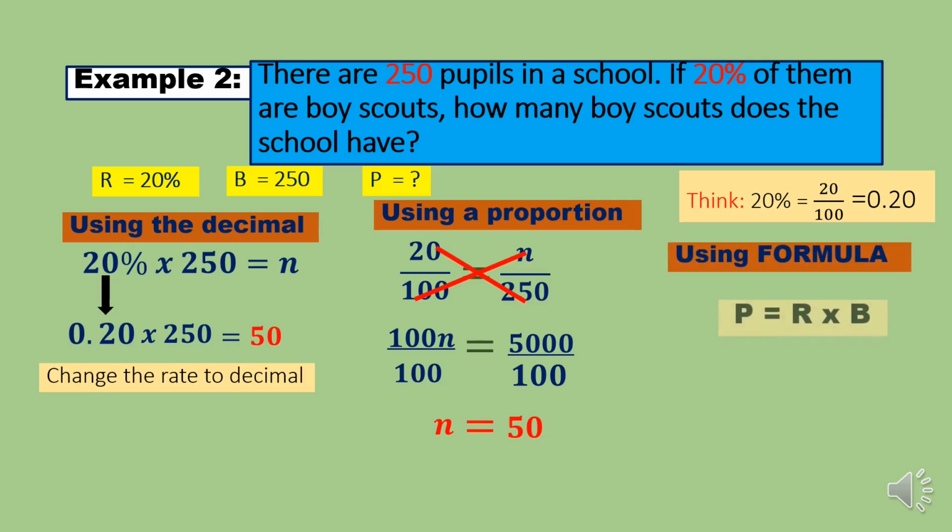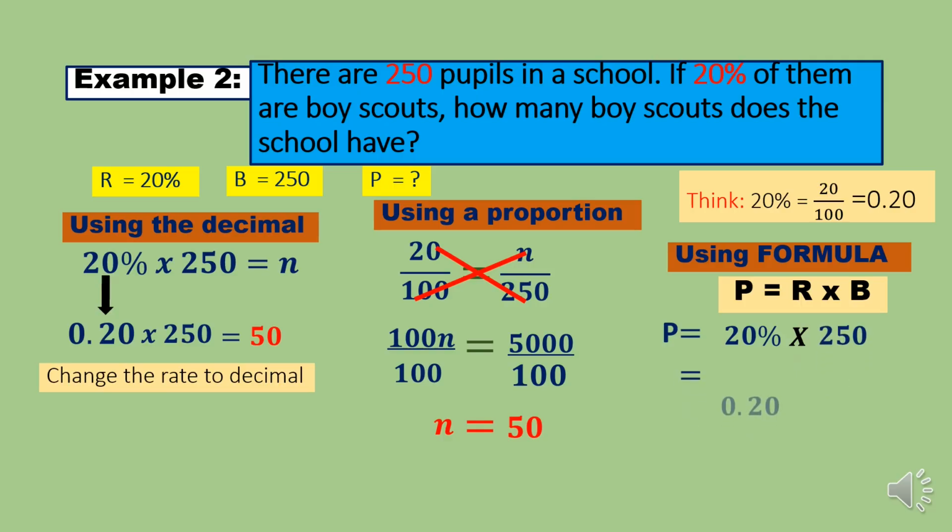Again, using formula, percentage equals rate times base. Rate is 20% times base, which is 250. Change natin ang rate. Magiging decimal. Yan ay 20 hundredths or 0.20 times 250 equals 50. Therefore, 50 Boy Scouts ang ating sagot.